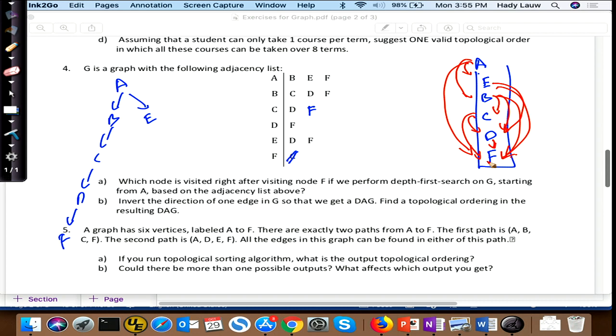So Prof, it doesn't matter which edge you invert, right? It's just, as long as you invert one and it's not a cycle anymore, then it's fine. Right, yeah. So here you just need to invert one. If you invert a different one, and if there is no other cycle, then you should get a different topological ordering.